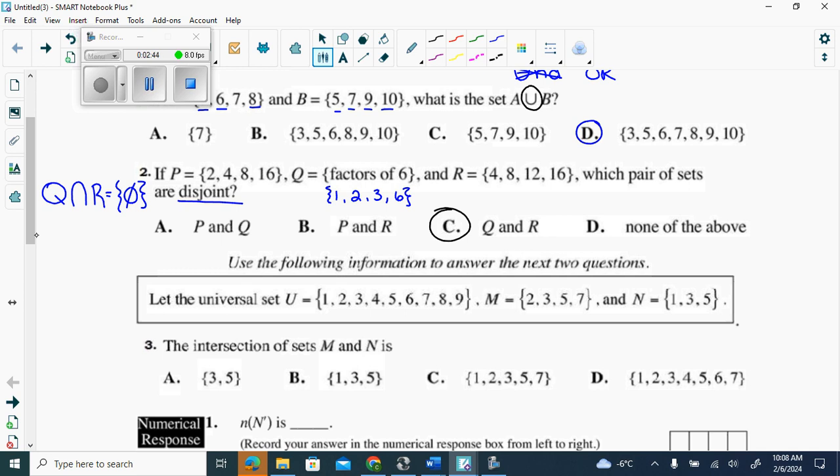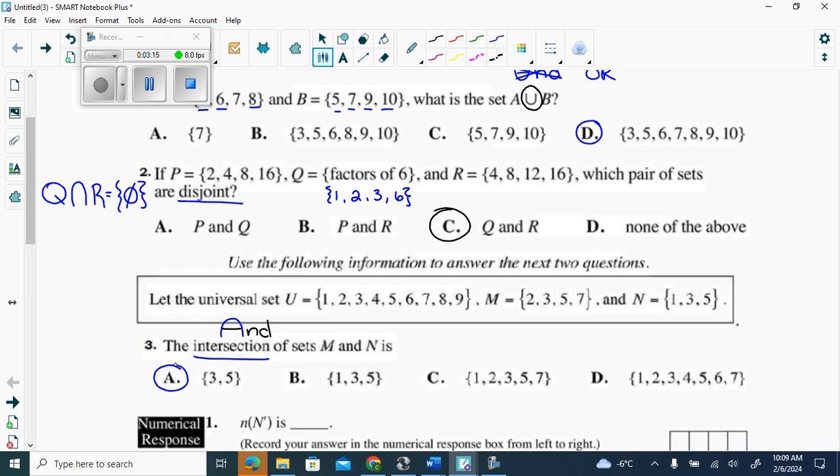Could I take a 10 out if I wanted to? Could I put 10 in either of those sets? No, because the universal set is just the natural numbers from 1 to 9. Okay? So I want the intersection. Intersection, if you forget, is this symbol, and that symbol I can actually write the word and out of it, so it's and, correct? So I want what's in M and N. So what's in both, correct? So what numbers are in M and N? 3 and 5, which is A.